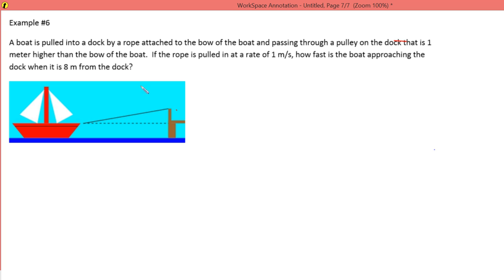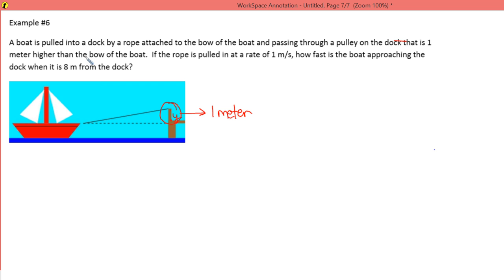So this quantity is 1 meter. The other thing I want you to notice about this quantity is that it is not changing. The distance between the pulley and the dock does not change. So I want you to make reference to that. I'm going to call this quantity y. This distance is 1 meter and it's not changing. So remember that, that's important.